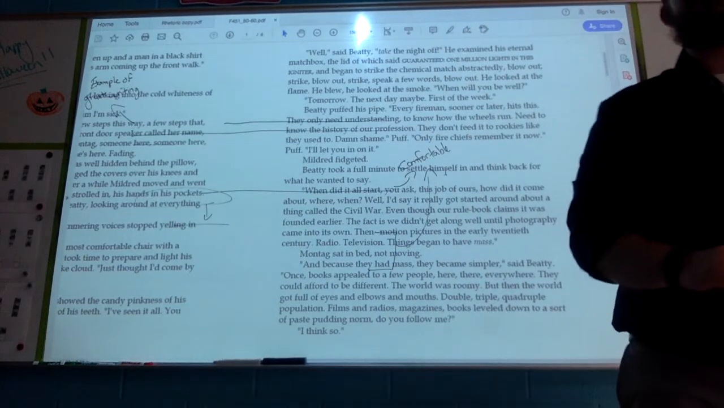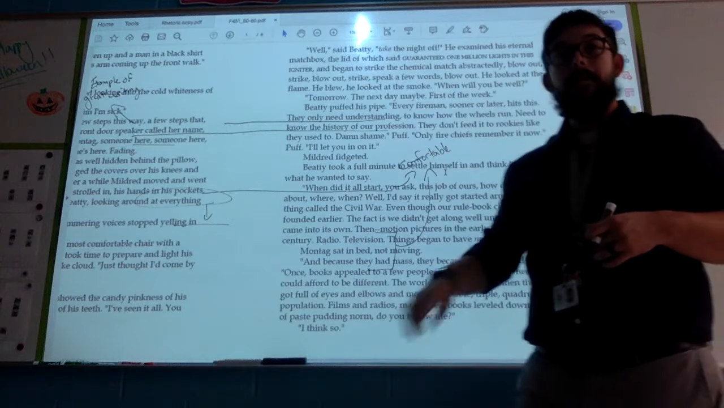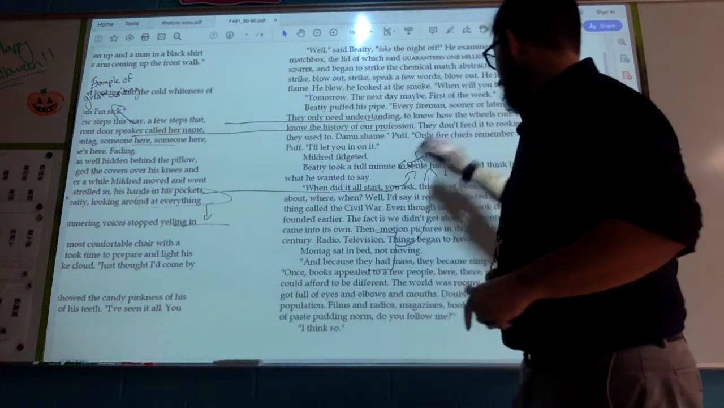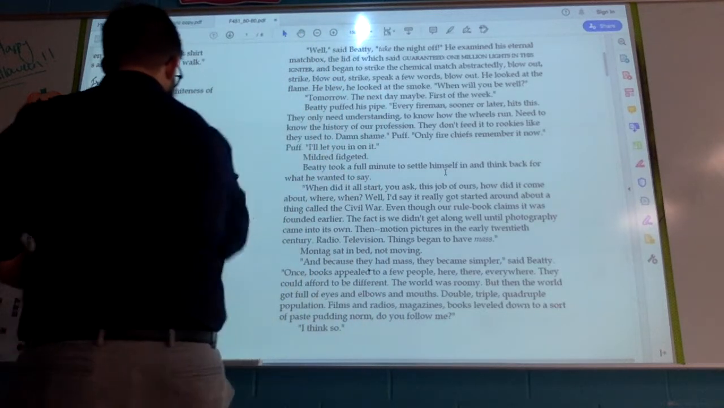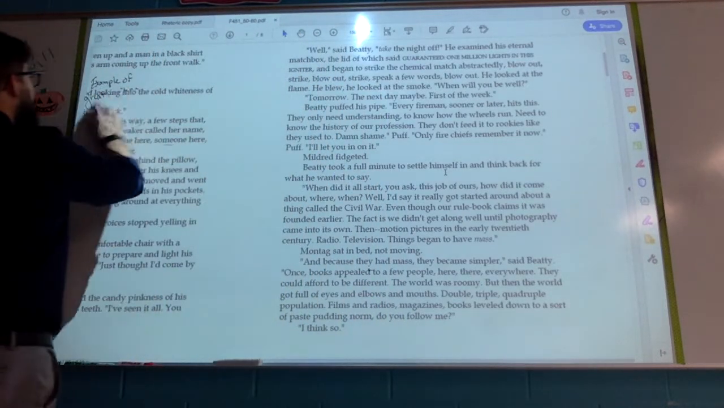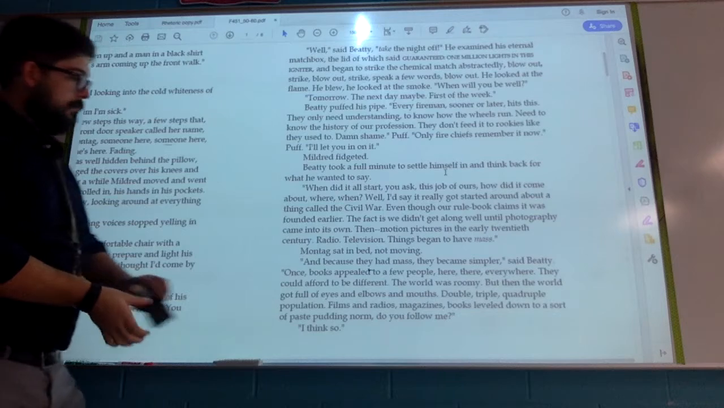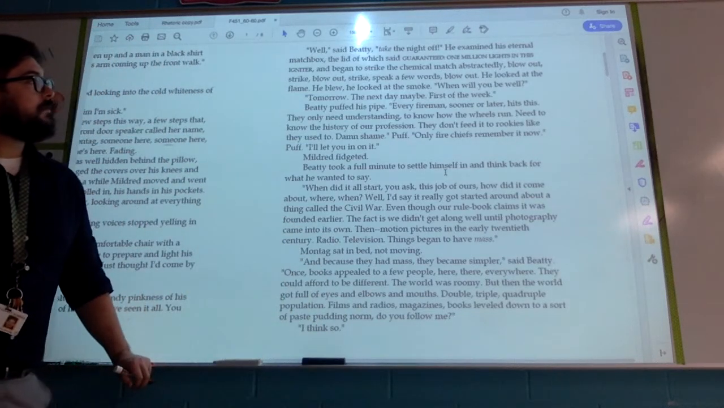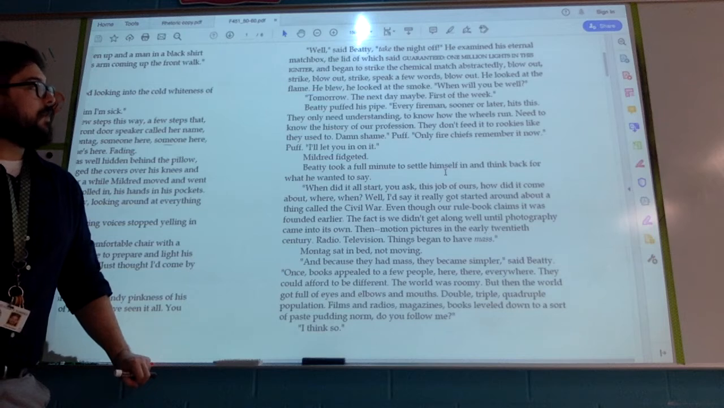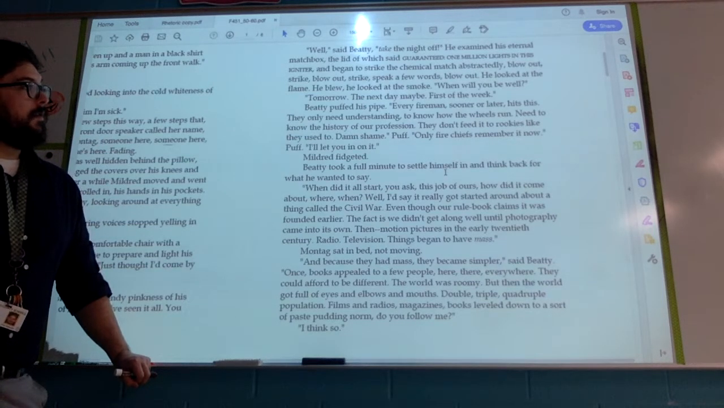All right, would anyone else like to continue reading for us? Yes, go ahead, Jocelyn. "Well said, Beatty. Take the night off." He examined his external matchbox, the lid of which said guaranteed 1 million license ignited, and began to strike the chemical match abstractly. "Blow out, strike out, strike, blow out, strike, speak 3 words, blow out." He looked at the flame, he looked at the smoke.